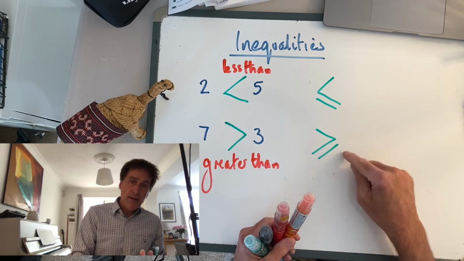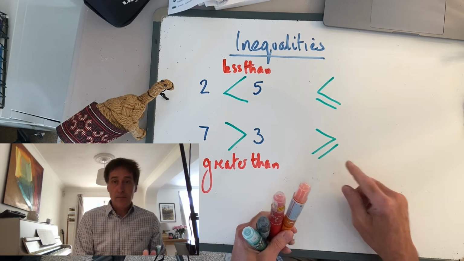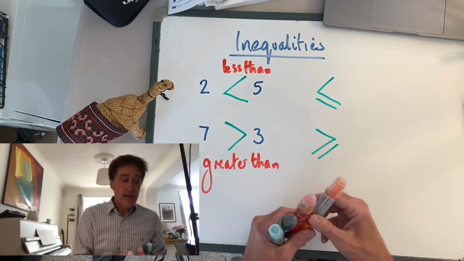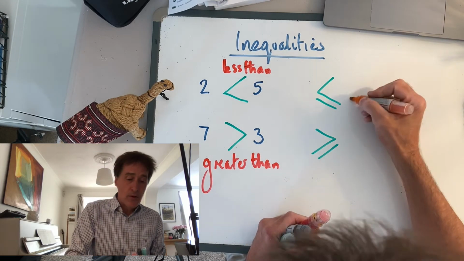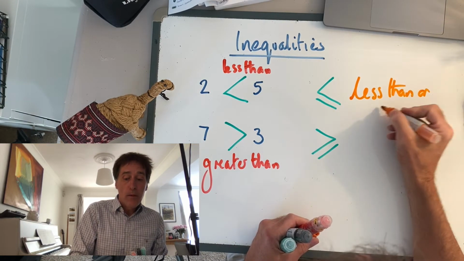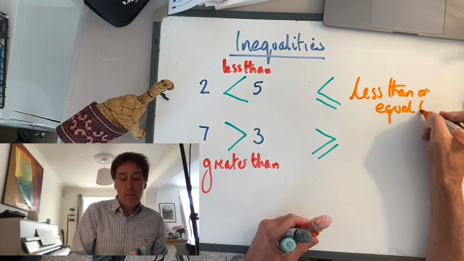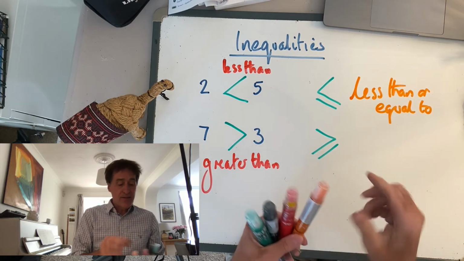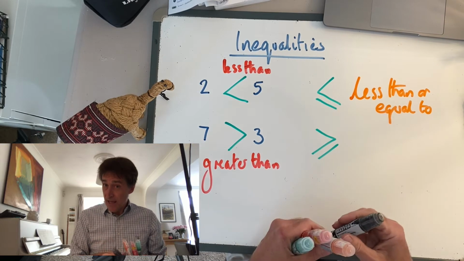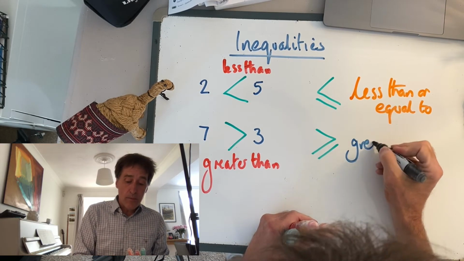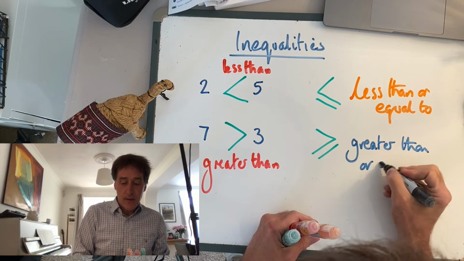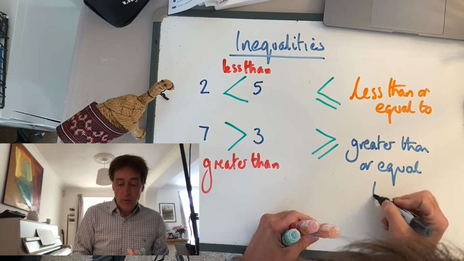What do the double lines underneath mean? Well, that means it could equal it. So this means it's less than or equal to. And this symbol here will mean therefore greater than or equal to. And those are the symbols that we use.